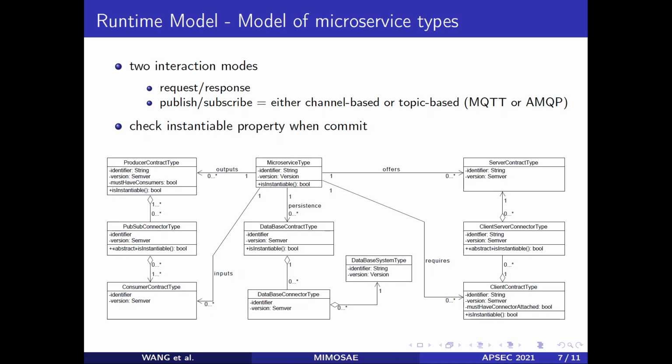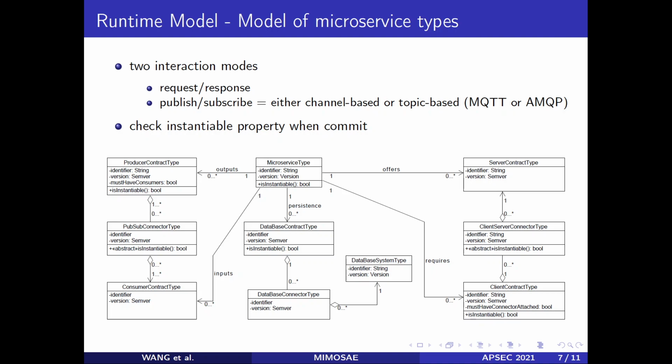For the runtime model, the model of types captures the structure of instantiable elements of the involved microservice applications. All the types are uniquely identified by an identifier and a version. Any version change of a microservice creates a new microservice type with the same identifier but a changed version. Each microservice type exposes a set of contract types that are the interfaces provided or required. We model synchronous communication of request-response on the right and asynchronous mode of channel-based or topic-based publish-subscribe on the left in this diagram.